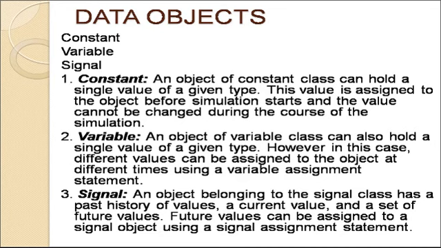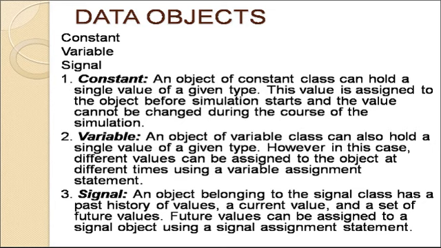There are only differences in types, such as a constant holds a value of a given type, and this value you can assign before simulation. Before simulation you have to assign the value for the constant, and during simulation you can't change the value of this constant. Whereas a variable data object also holds a single value, but this value can be changed with the help of a variable assignment statement.